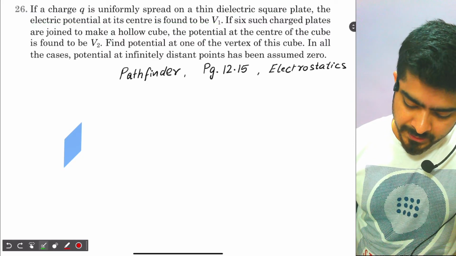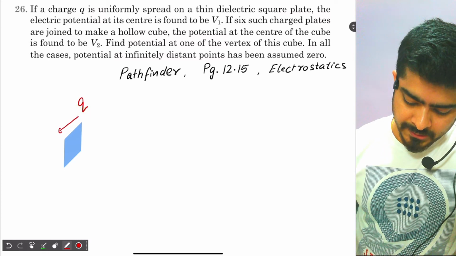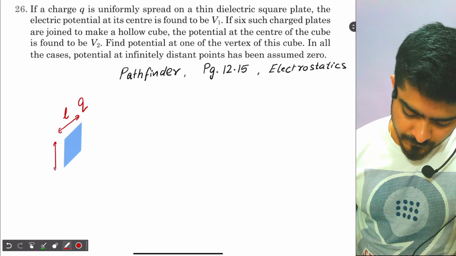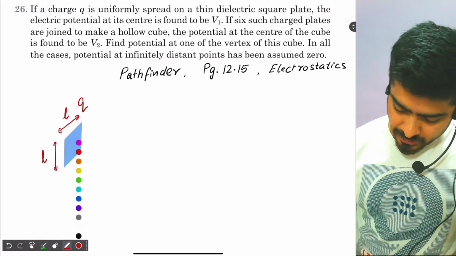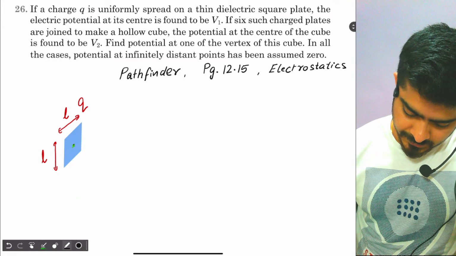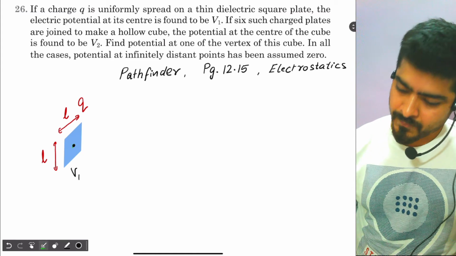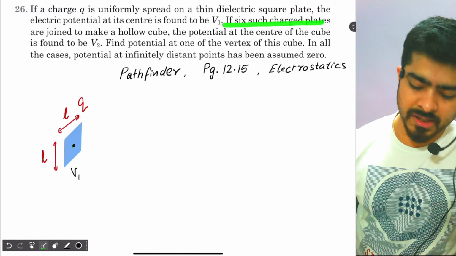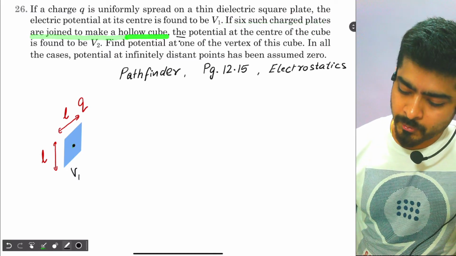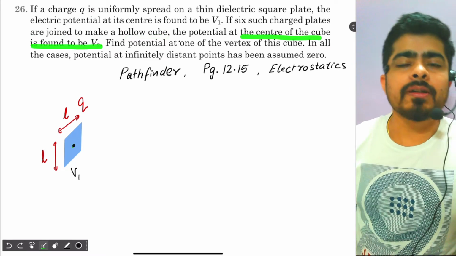The plate has charge small q, and let's say the length of the plate is L. It's a square plate, right? So the potential at the center of the plate is given to be V1. All right. If six such charged plates are joined to make a hollow cube, the potential at the center of the cube is found to be V2.